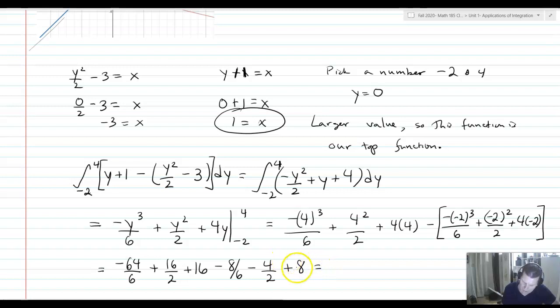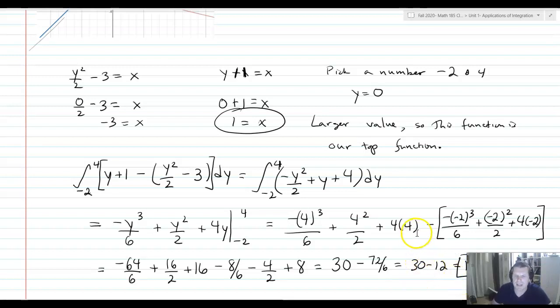Combining all of our like terms, or they're all like terms, if we add them all up, we're going to get 8 plus 16 plus 8, that's 32, minus 2, so that's going to end up being 30, minus 72 over 6, which is equal to 30 minus 12, which equals 18. And so that gives us the value for our entire integral.